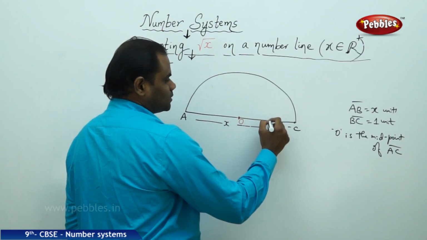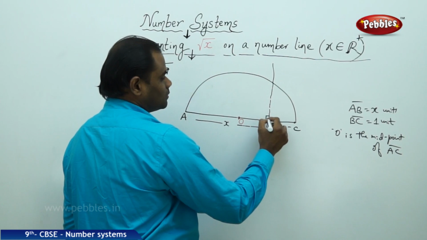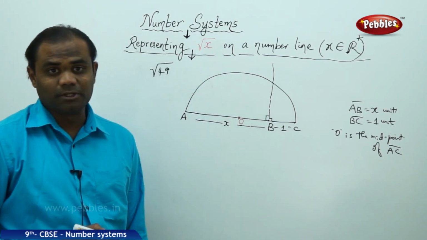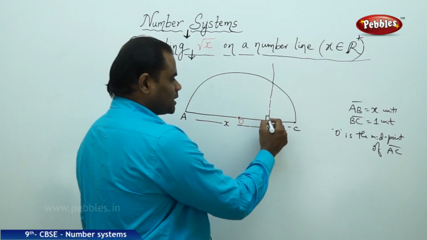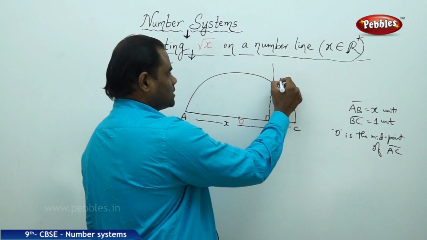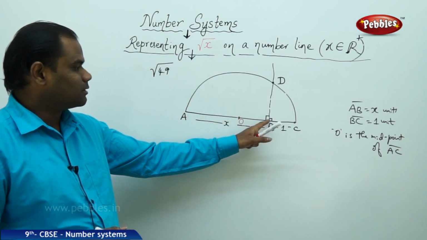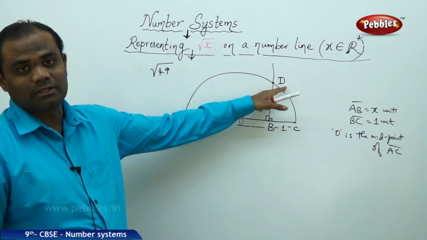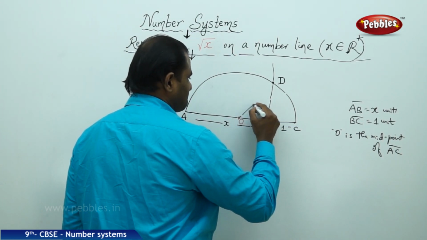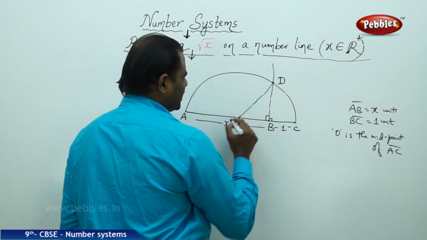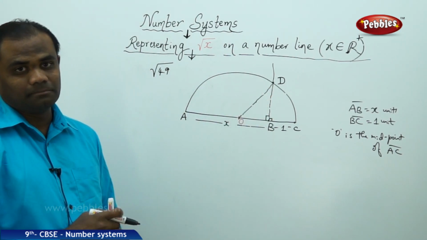Now let me draw a perpendicular from B, cutting at 90 degrees and passing through B. This perpendicular line passing through B cuts the semicircle at some point D. Let me join OD. So through this construction I have a right angle triangle OBD.